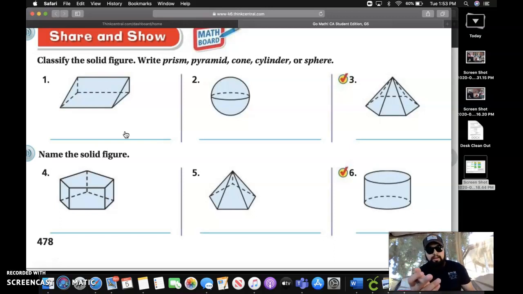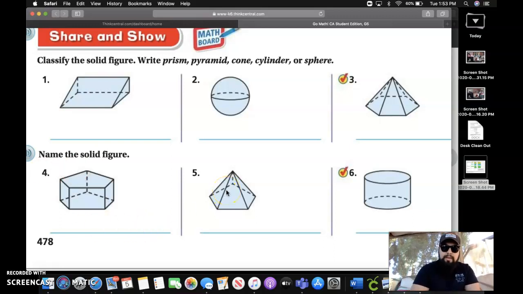Okay, and so let's take a look at number 4. First things you should look at, let's look at the bases. 1, 2 bases. Now I know that it is a prism. What shape are those bases? 1, 2, 3, 4, 5 sides. That makes it a pentagon. Pentagonal prism. Number 4, pentagonal prism.